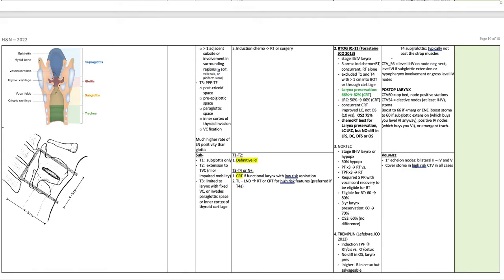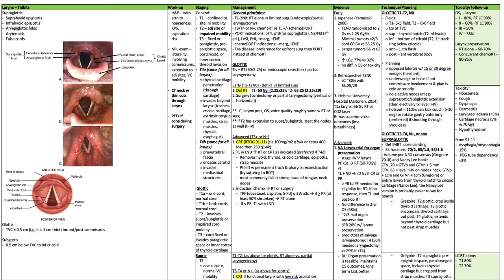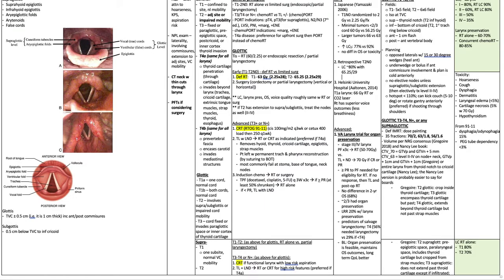In terms of management, general principles: T1 to 2, N0 can be treated with radiation alone versus limited surgery like endoscopic or partial laryngectomy. T3 or T4 or node positive is generally managed with chemoradiation versus total laryngectomy plus or minus postoperative chemoradiation. Postoperative radiation indications are pT4, pT3 for supraglottis, N2 or N3 (7th edition), LVSI, perineural invasion, positive margin, positive extranodal extension. Postoperative chemoradiation indications are positive margin and positive extranodal extension.